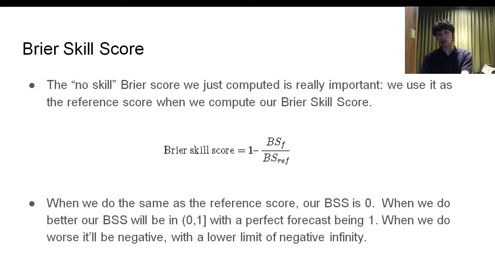Now the Briars skill score is just what it says on the screen here. It's 1 minus our Briars score over this reference score. Some properties of this is if we do exactly the same as the reference, our skill score will be 0. If we do better, it's some positive number that's less than or equal to 1. And if we do worse, it's some negative number. It blows up to negative infinity because the reference score can be arbitrarily small. But in our specific case, for example, the smallest you can get is 1 minus 1 over 0.1875.